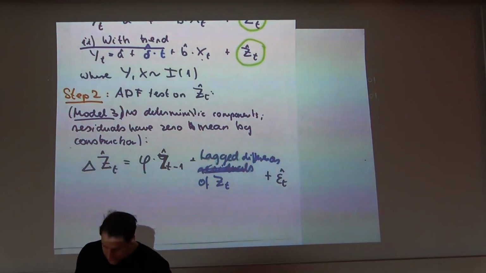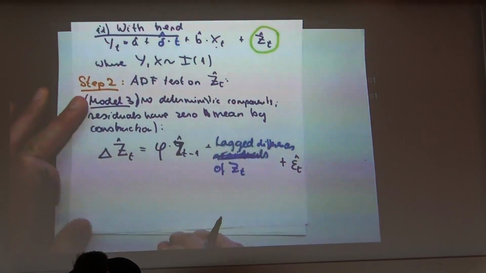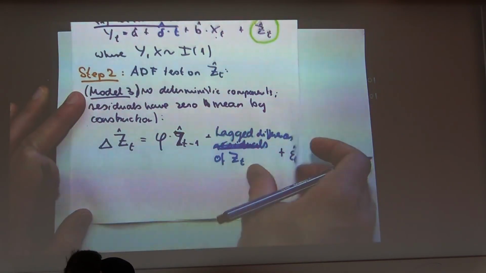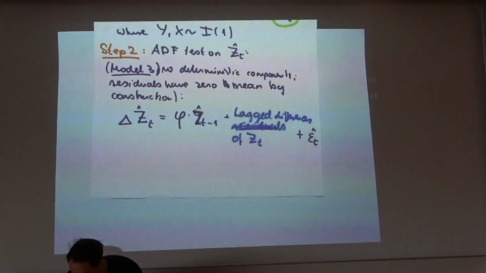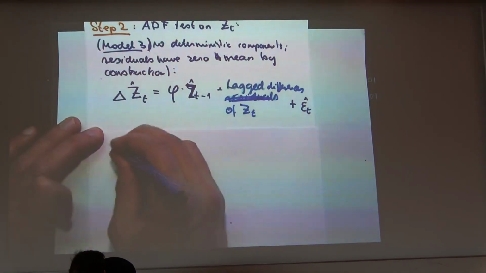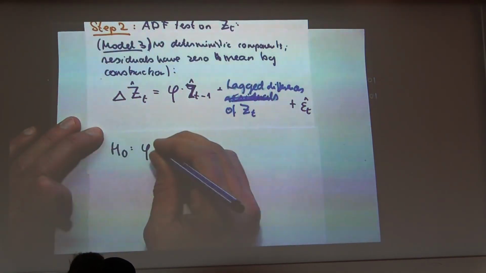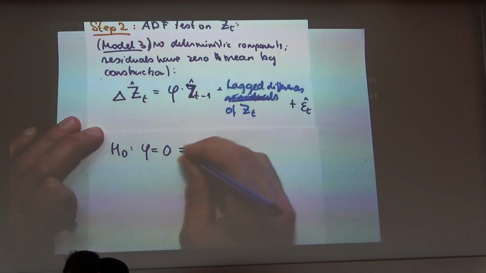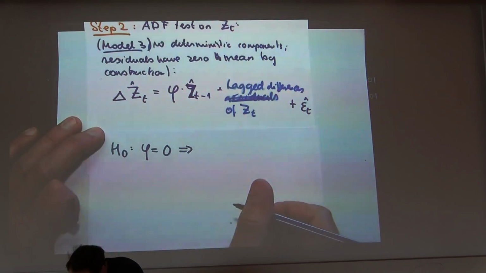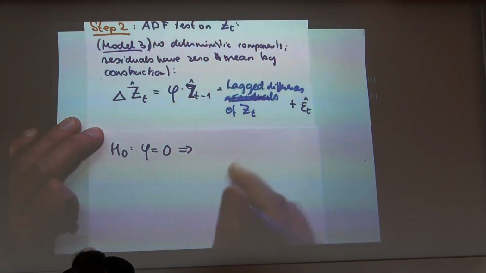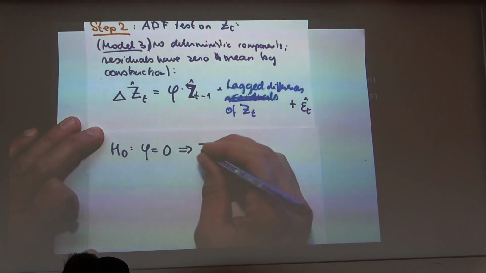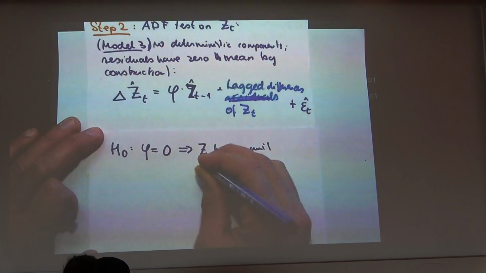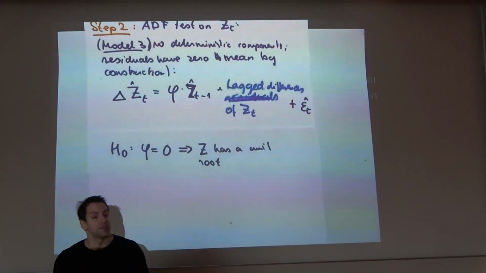And maybe you remember this. In this case, the null hypothesis, let me just recall this shortly, states that phi is equal to 0, and this implies that the process has a unit root. This means that z has a unit root, which means that it is integrated of order 1.